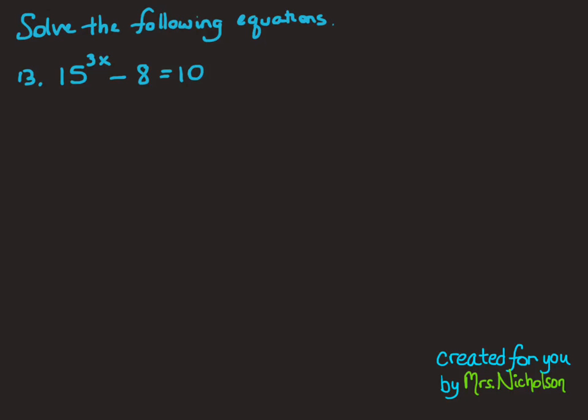Now in these last equations, we're just solving the equation. Notice here I've got an exponential equation, so I'm going to get that exponential term by itself by adding 8 to the other side. So 15 to the 3x is equal to 18. And now to undo the exponential, I'm going to use a log. I'm going to log base 15 both sides.